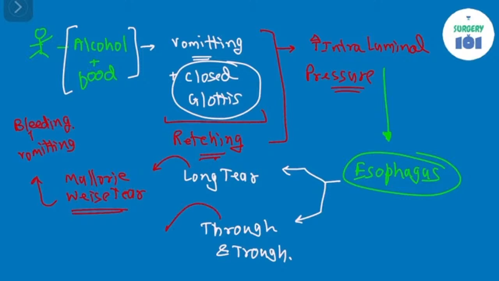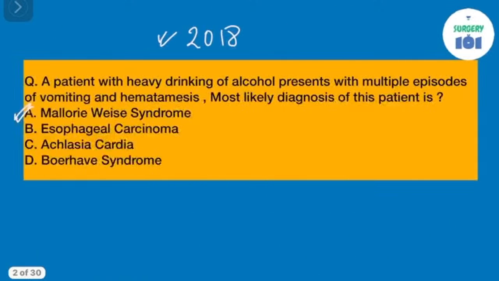And if there is a through and through rupture, then what is going to happen? The patient is going to land up with something which is called Boerhaave syndrome. It is basically coming to you with an esophageal perforation. Okay, I hope it makes sense, guys. So I'll just repeat it, guys.